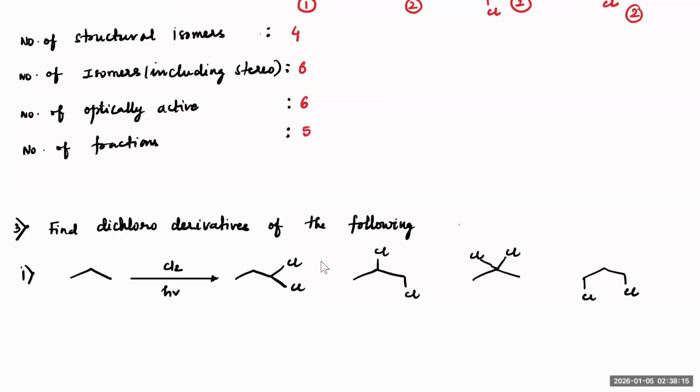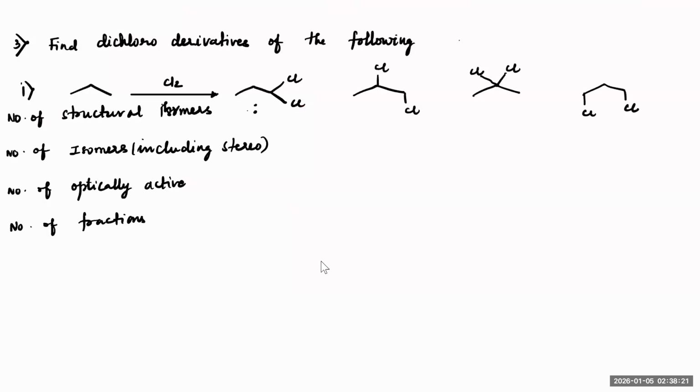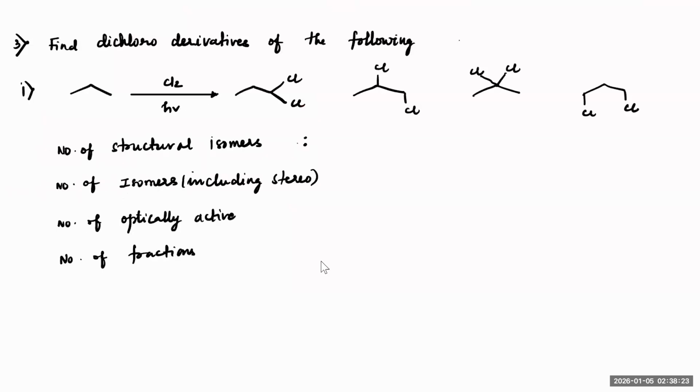So again, if you try to figure out all these parameters, number of structural isomers, how many we can get? Four of them. Including stereo, here you can see there is a chiral center, so that makes it five of them. Optically active, how many we have? Two of them. Fractions, how many we have? Four of them.